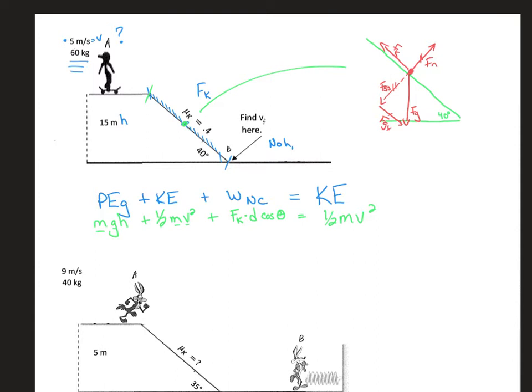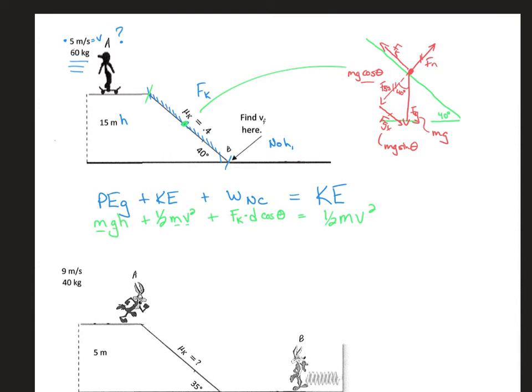Let's see, any other small nuances? Let's remember how to find each of these forces. Fg is, of course, m times g. FGX is opposite the 40-degree angle of the hill, so this is going to be mg sine theta. FGY is mg cosine theta.